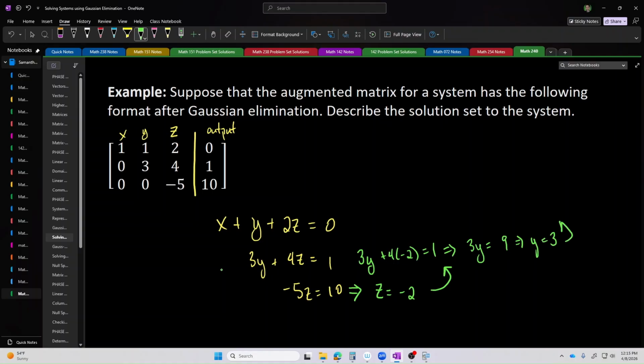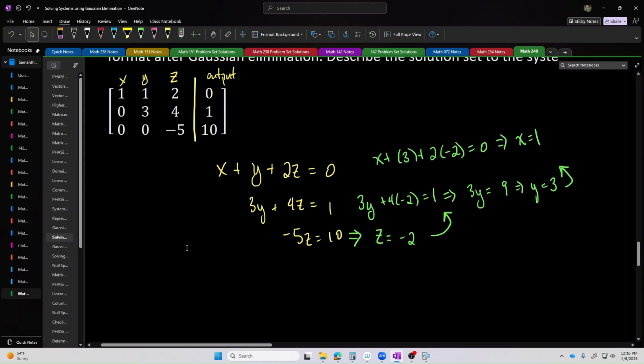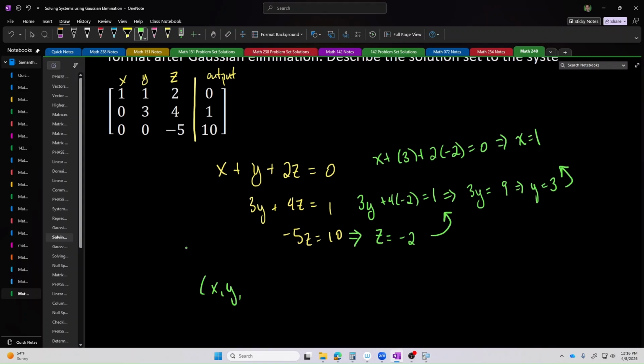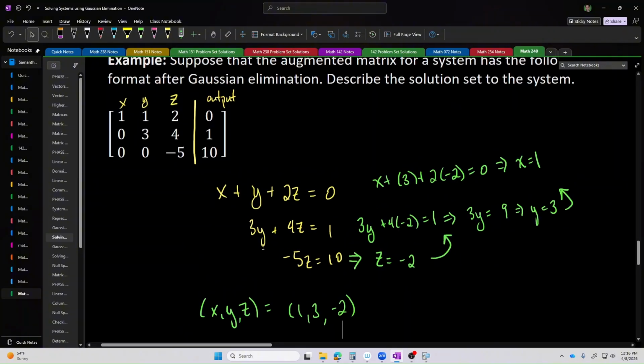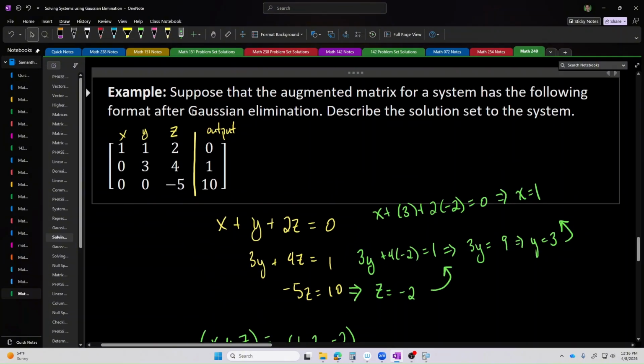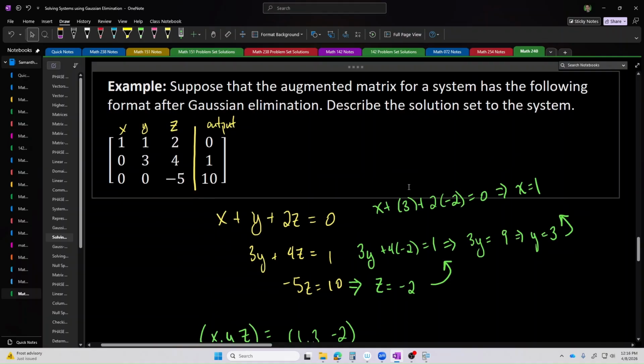And then back substitute both of those values into this first equation. So we have x plus y equals 3 plus 2 times z equals negative 2, and that's supposed to equal 0. So that forces x to be equal to positive 1, I think. So we get the solutions x, y, z equals 1, 3, minus 2. That would be the unique solution to the system of equations that corresponds to this reduced augmented matrix.